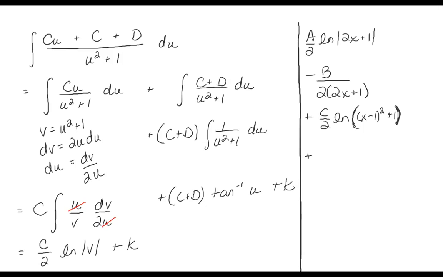Yeah. Okay, and then finally we have this c plus d. Wait, you said a sum of squares is always going to be positive? It's always going to be positive as long as our numbers are real numbers. Oh yeah, okay, yep. So c plus d times tangent inverse of u, which was x minus 1. And finally plus a constant.